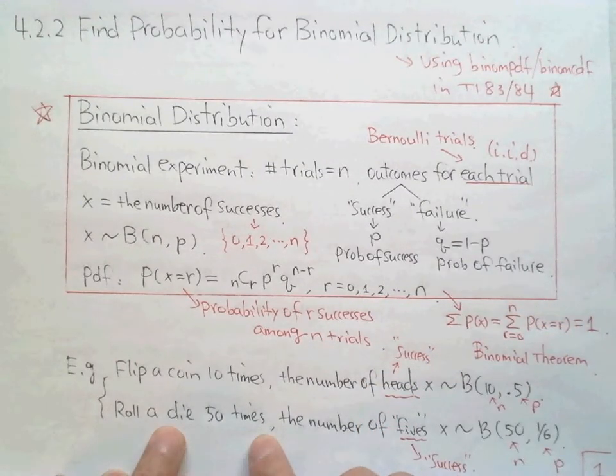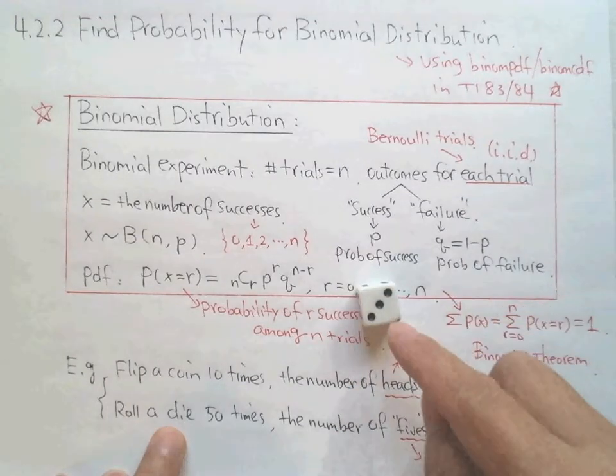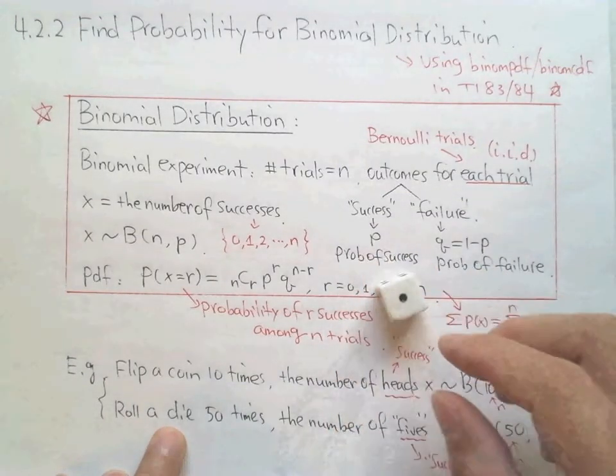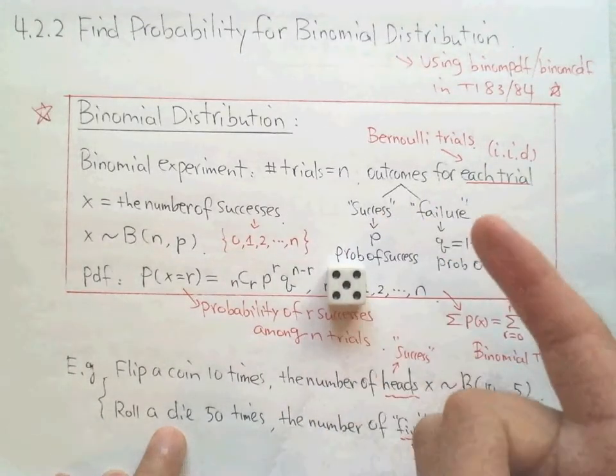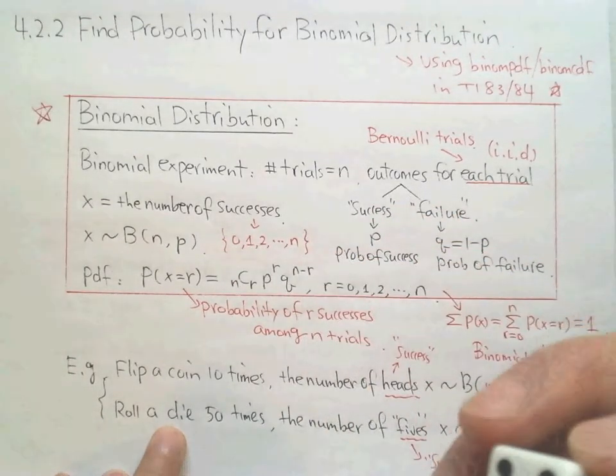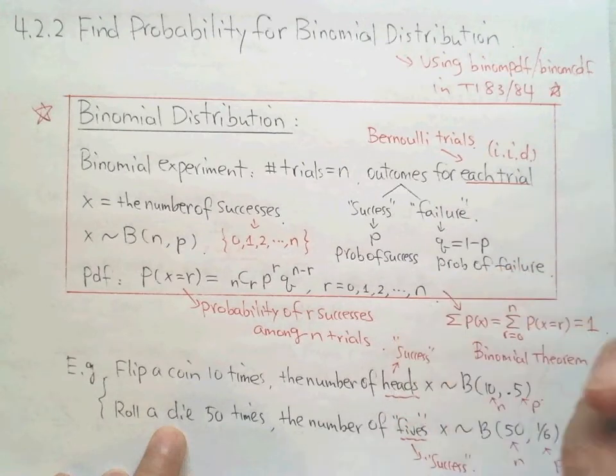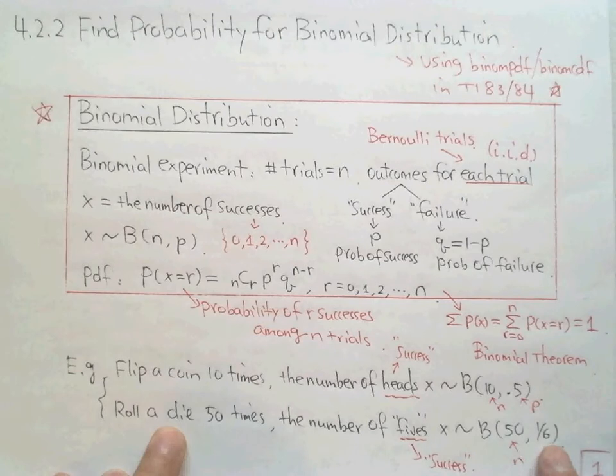It's a binomial experiment. If we define that getting a 5 is a success, and if I don't get a 5, I fail. If I get number 5, I succeed. What is the chance to succeed? I have 1 out of 6, right?